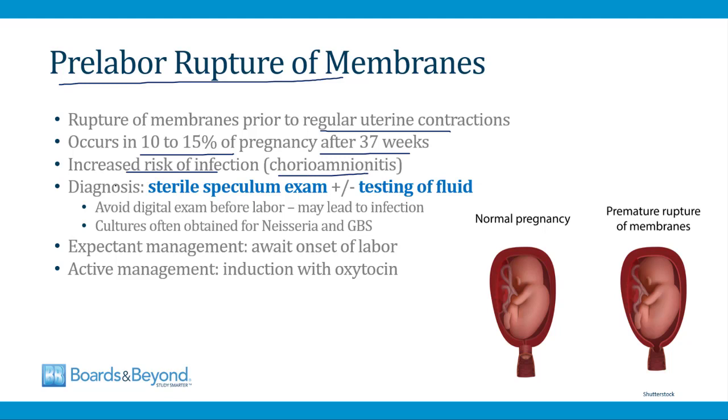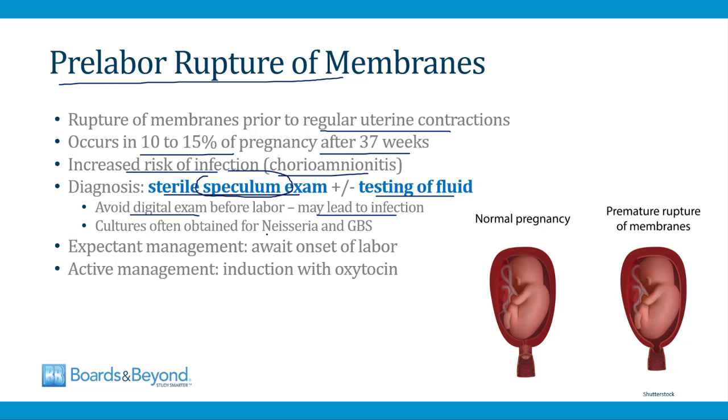If you think a woman may have ruptured her membranes before going into labor, the way you diagnose this is through a sterile speculum exam plus testing of the fluid. So a key point is you don't want to do a digital exam because you might introduce bacteria and cause infection. So you do a sterile speculum exam and you obtain fluid that you can test with the nitrazine test and the Fern test.